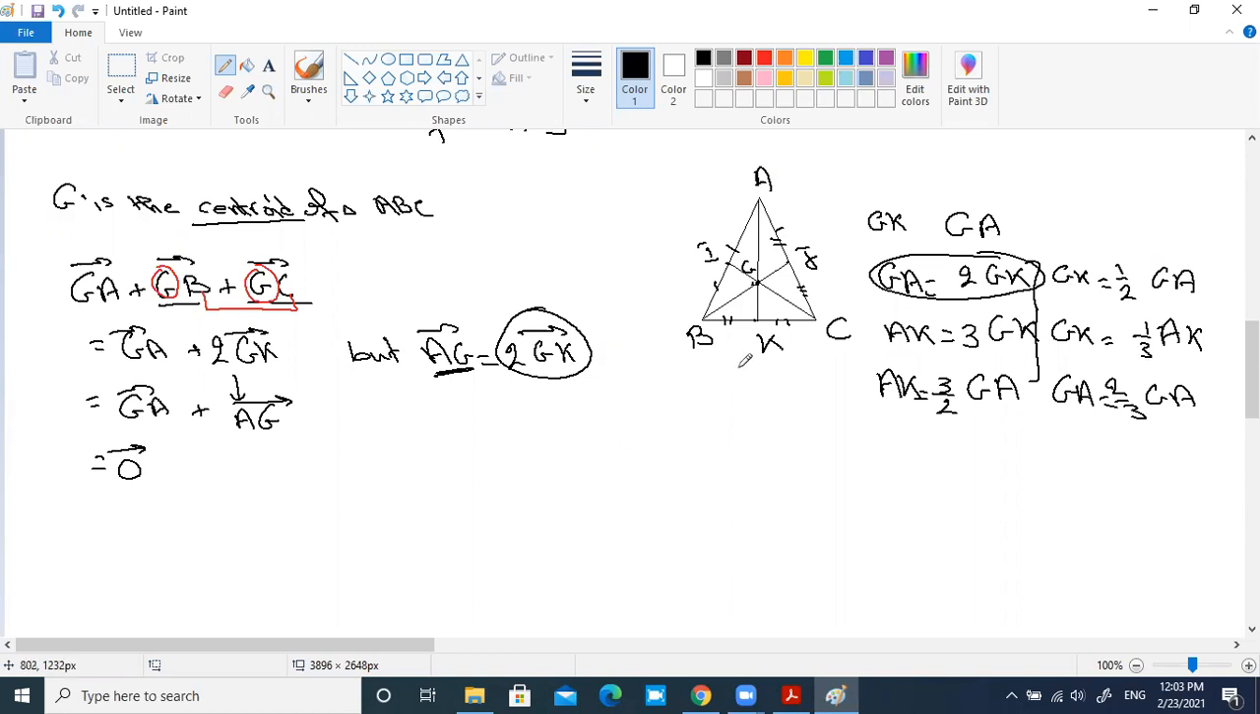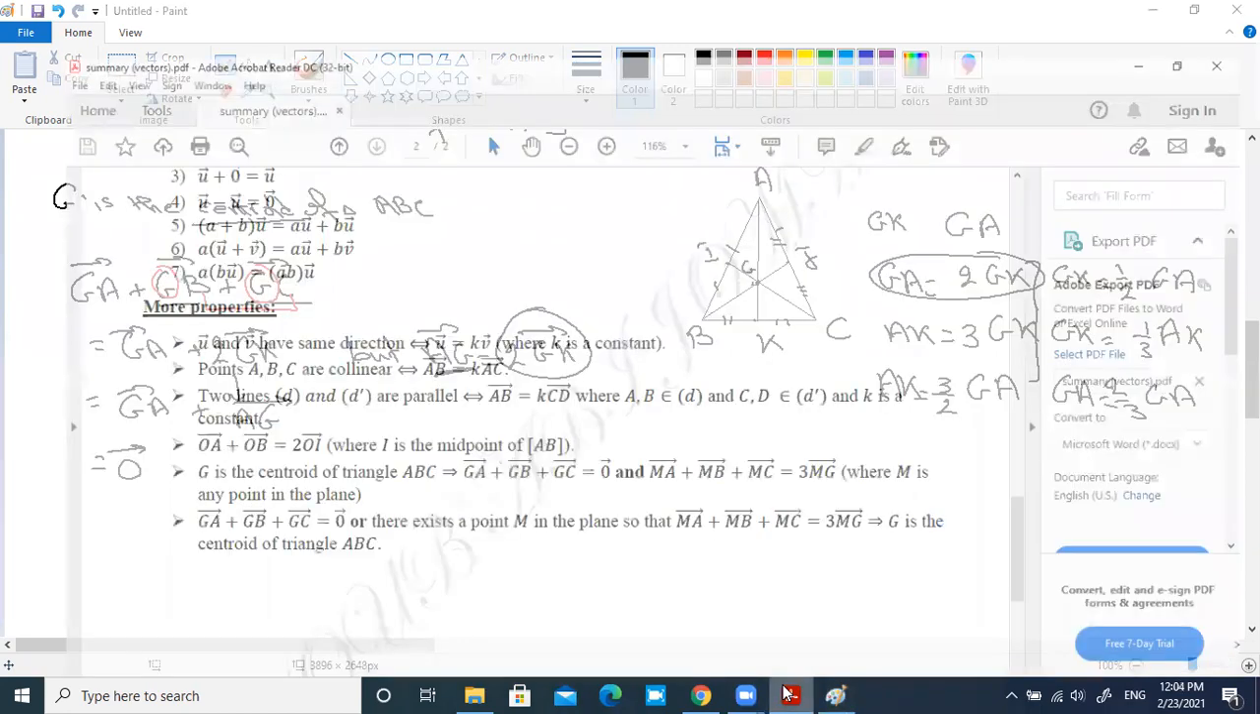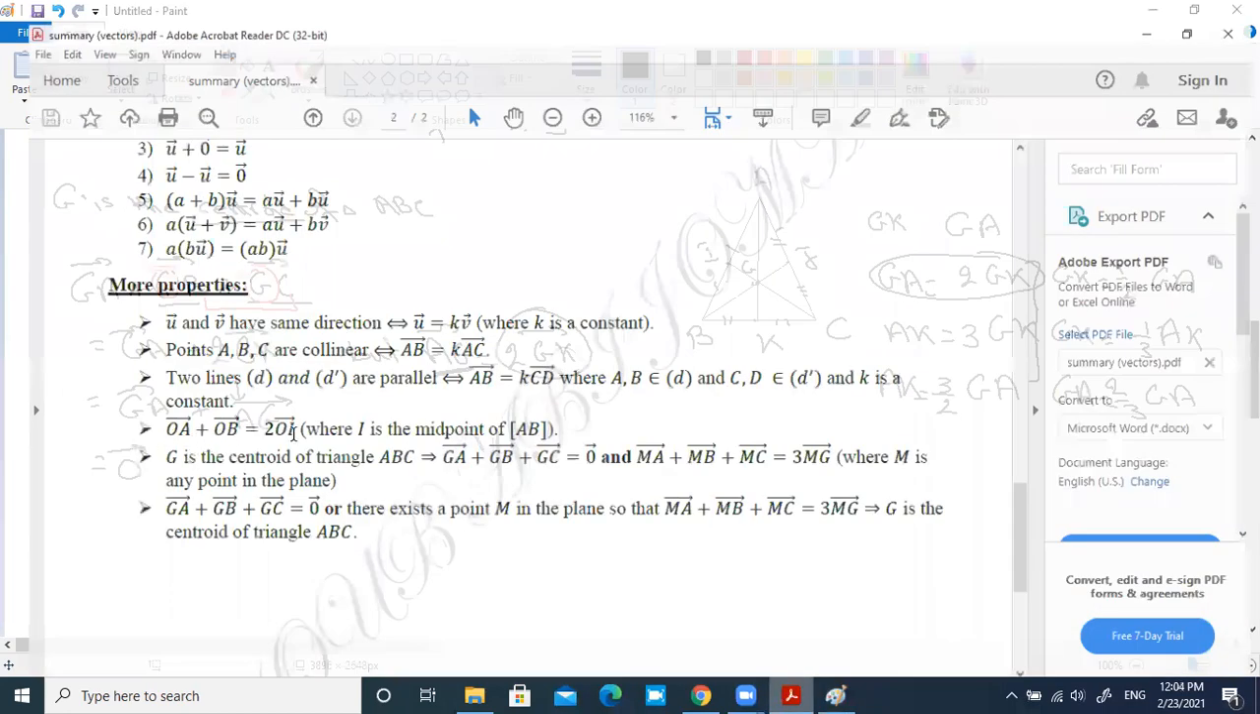So here, in any triangle, if G is the centroid of this triangle, then we will have GA plus GB plus GC equal to 0 vector. And vice versa, the opposite is also true. If you prove that, according to the given, GA plus GB plus GC equal to 0, then G will be the center of gravity of the triangle. This is this property. G is centroid.